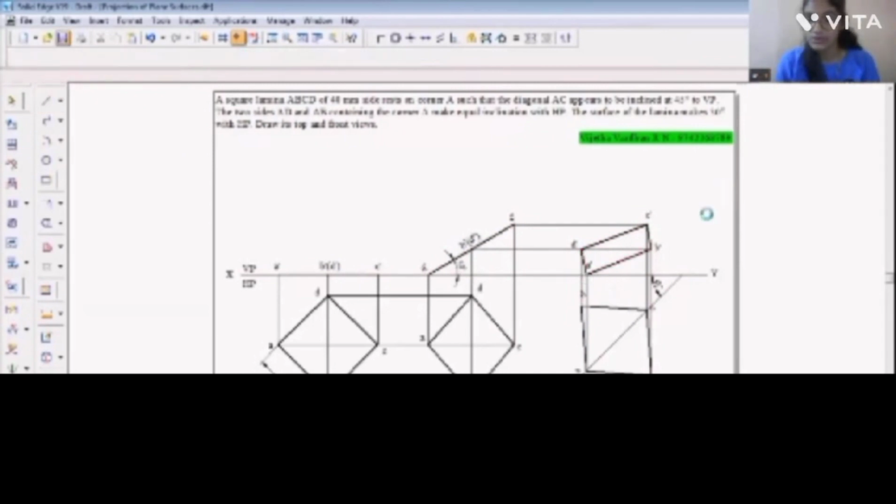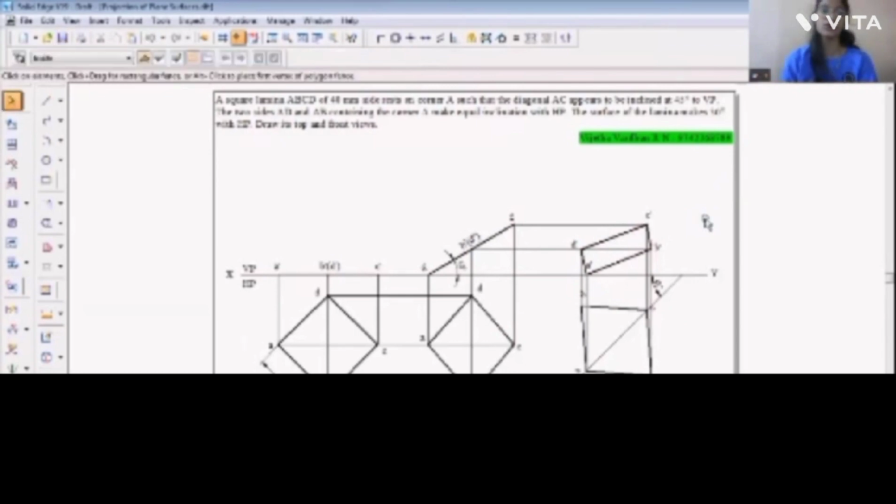Now, this is how the projection looks when the square lamina ABCD of 40 mm rests on HP with its diagonal inclined to VP. And it completes my video.